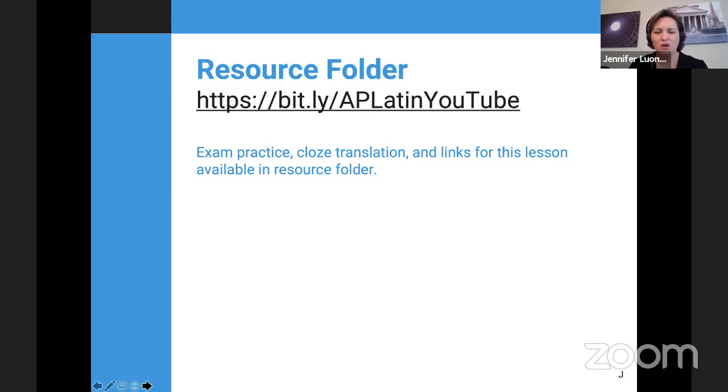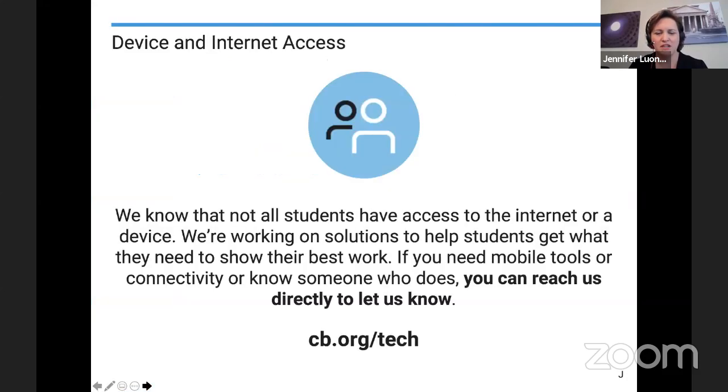And we just have one more quick announcement. The College Board is aware that not all students have access to the internet or to a device to take these AP exams on at home. So we're working on solutions to help you get what you need to show your best work. If you need mobile tools or connectivity, or you know someone who does, whether they're at your school or another school, please reach out to the College Board via this website, cb.org/tech. We want to know what you need.